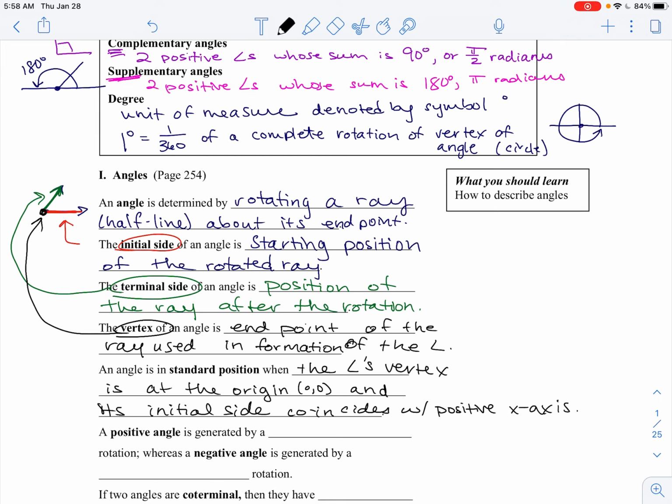So here's what that means. A standard position angle is, if this is the x and y axis, right? This is the x, here's the y. We know that the origin is right here at (0, 0). So it's when the initial side of the angle coincides with the positive x-axis, the vertex is the origin, and the terminal side can be anywhere else. So this is an acute angle in standard position.